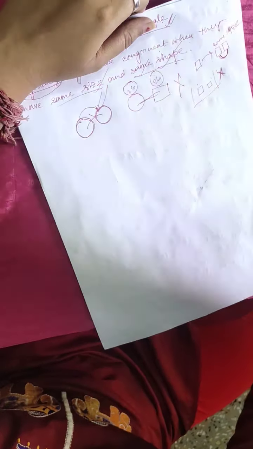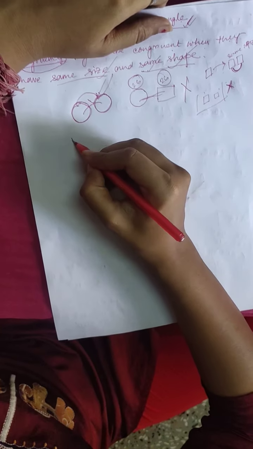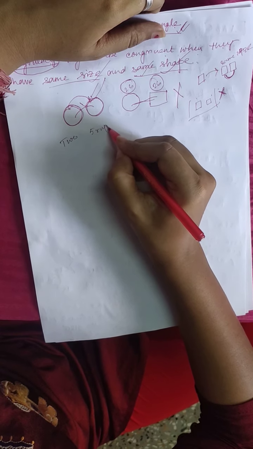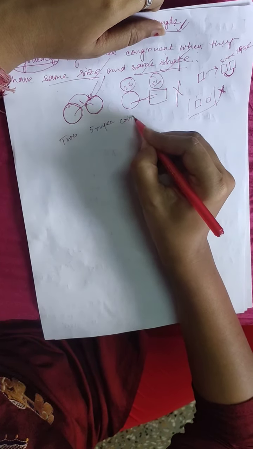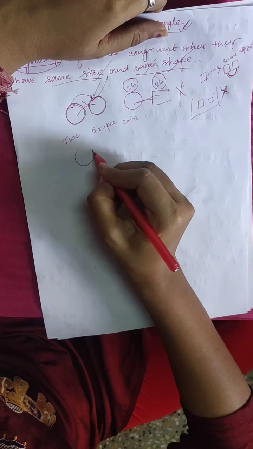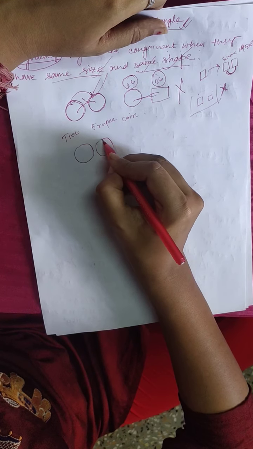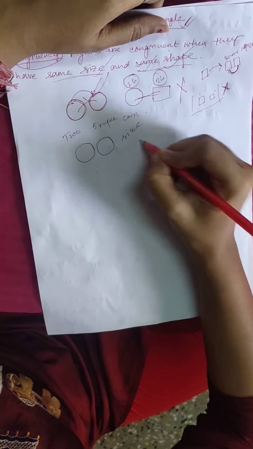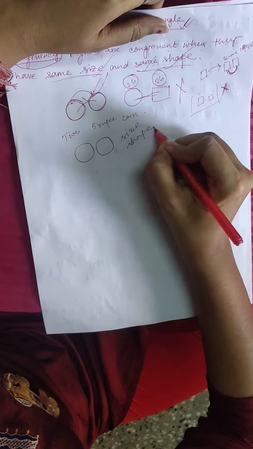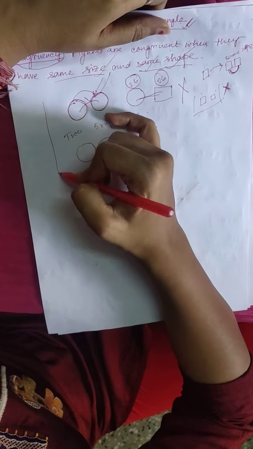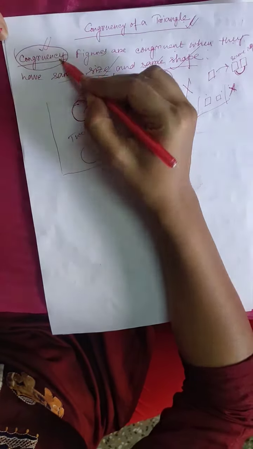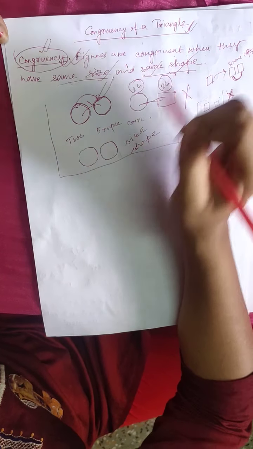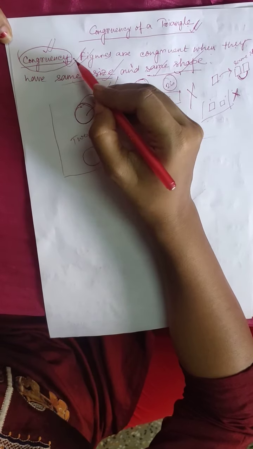Now let's take another example. Suppose you have two 5 rupee coins. These two coins will also be congruent to each other because they are of the same size and same shape. So we have various kinds of examples maintaining this condition: that two figures of the same size and same shape will be called congruent.